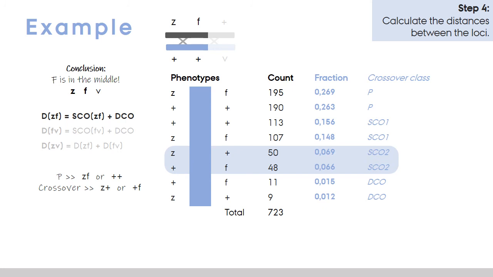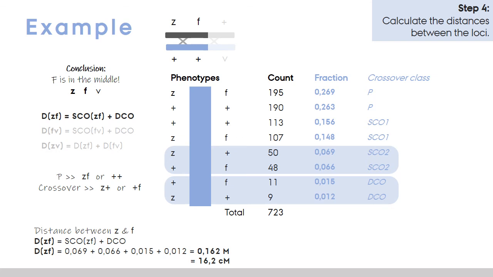Z and F. But also, when you look at the double crossovers, you can now nicely see that there is a crossover between Z and F. And then when we calculate the distance, we just sum up the fractions of these crossover classes, and that's it. 16.2 centimorgan. That's the distance between locus Z and locus F.